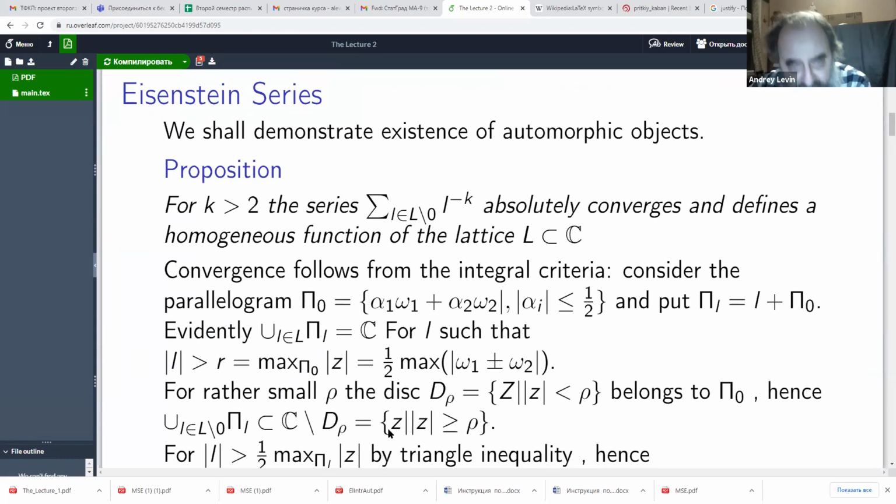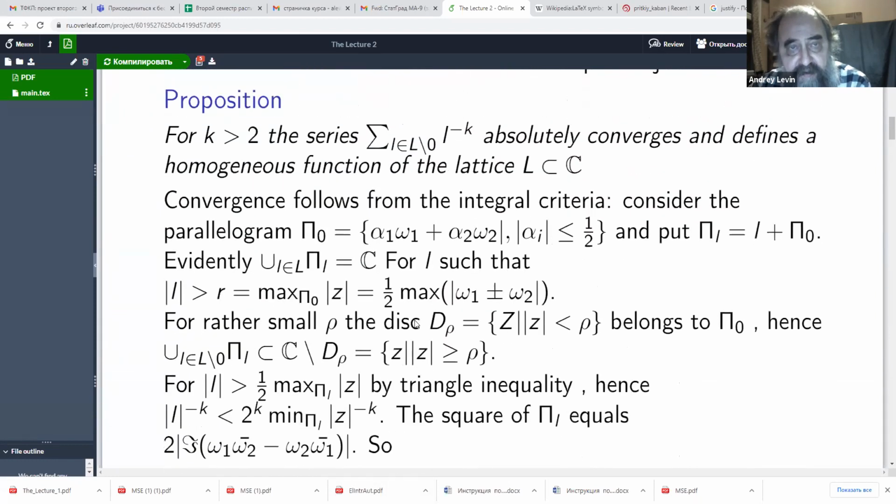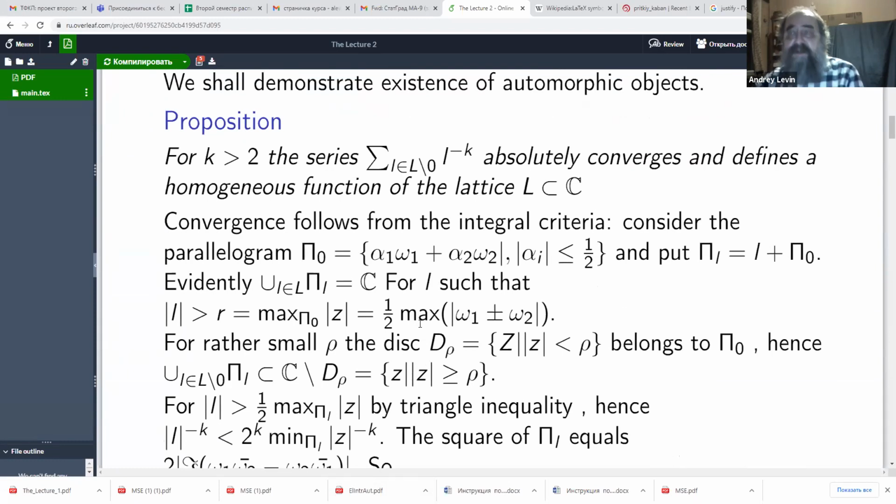So I want to claim that this series is absolutely convergent. For this, I consider the parallelogram around 0, here written pi 0. It is a parallelogram around 0 of the same shape as the original one, generated by omega 1 and omega 2.